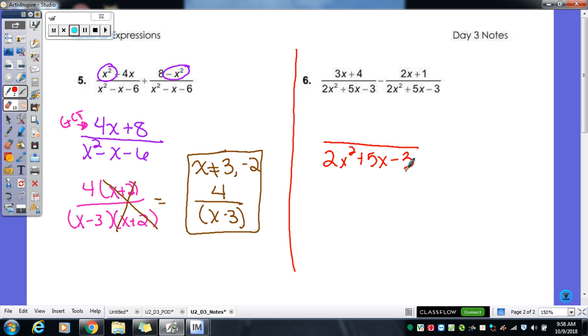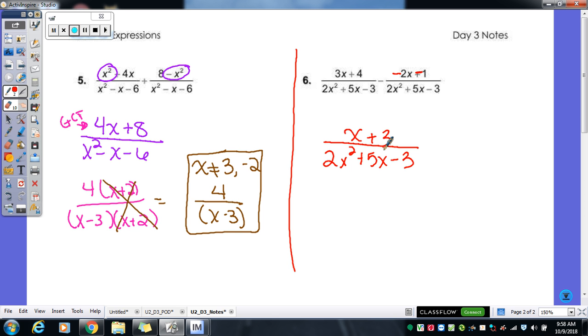Denominators are the same, so I'm going to keep my denominator as 2x squared plus 5x minus 3 for now. We are subtracting, so remember we want that subtraction sign to go to both parts of my numerator up there. So that's going to make it a negative 2x and a negative 1. So now let's combine our numerators. What's 3x minus 2x? X. Yep, and then 4 minus 1 gives us a positive 3.